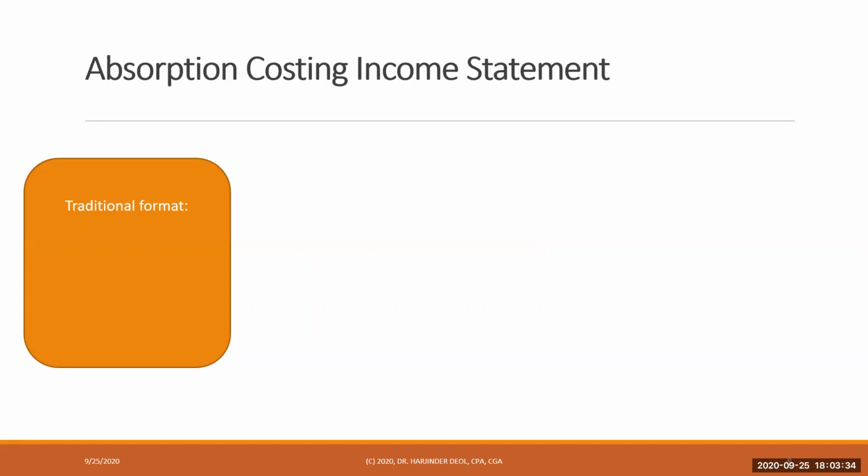Next up, we'll take a look at the absorption costing income statement. It follows the traditional format of an income statement where we begin with sales, subtract cost of goods sold to get gross margin as the difference.